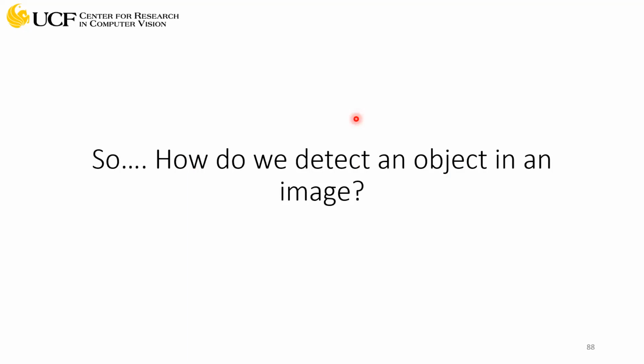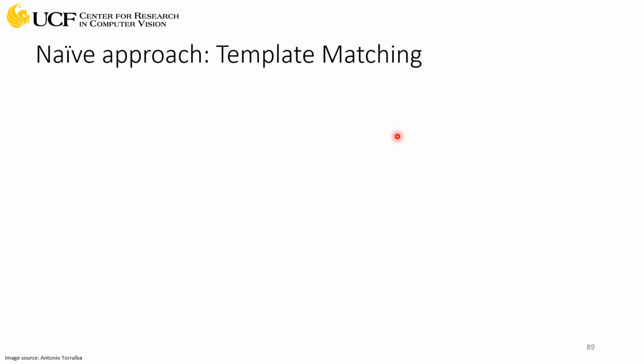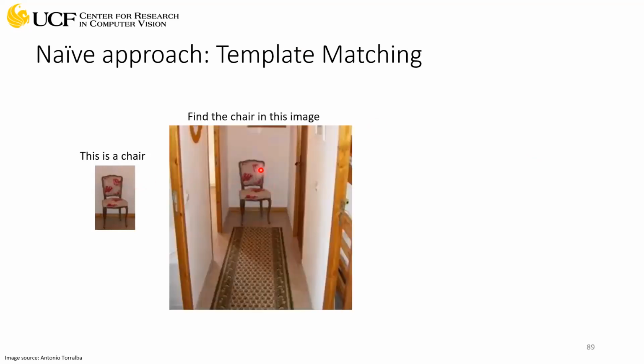Okay, so that was a lot of talk about what different problems we can solve in computer vision. But let's try to understand how detection works when we have to detect an object in an image. We will go through a very simple solution, which is called template matching. Let's say, for example, we want to detect a chair, and this is the chair. The problem is we want to detect this chair in this input image.